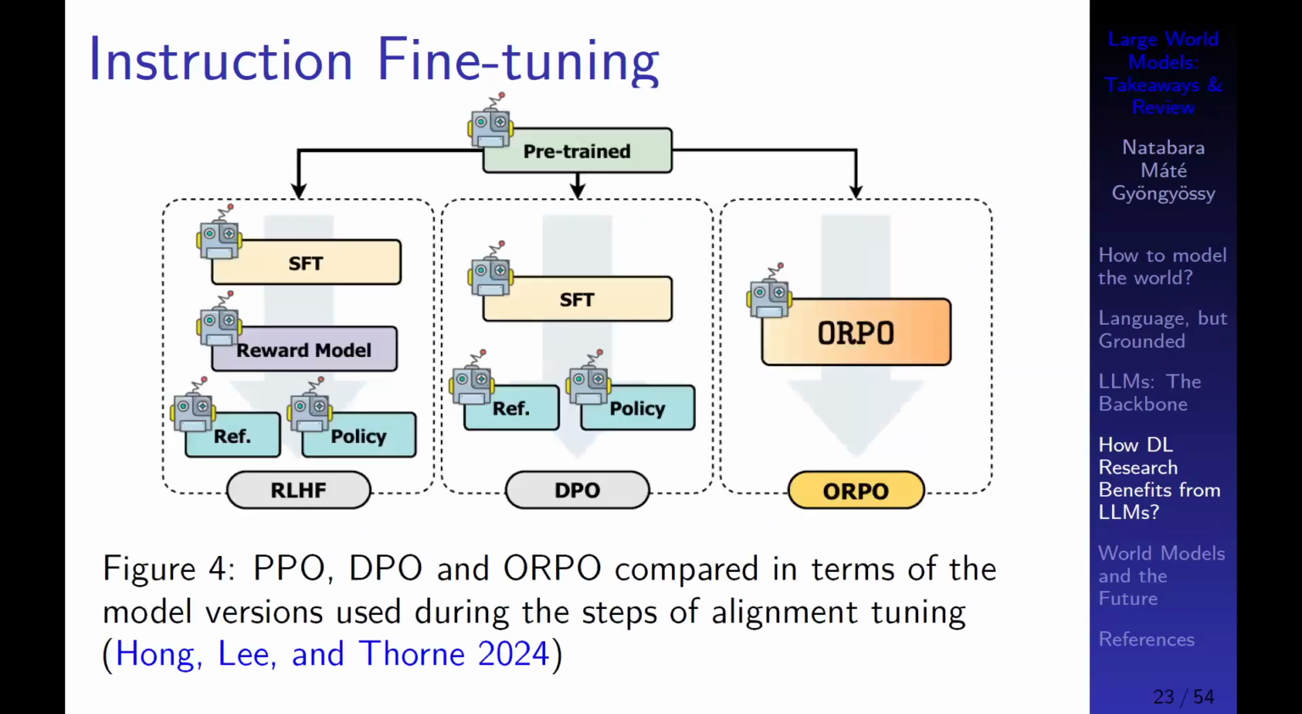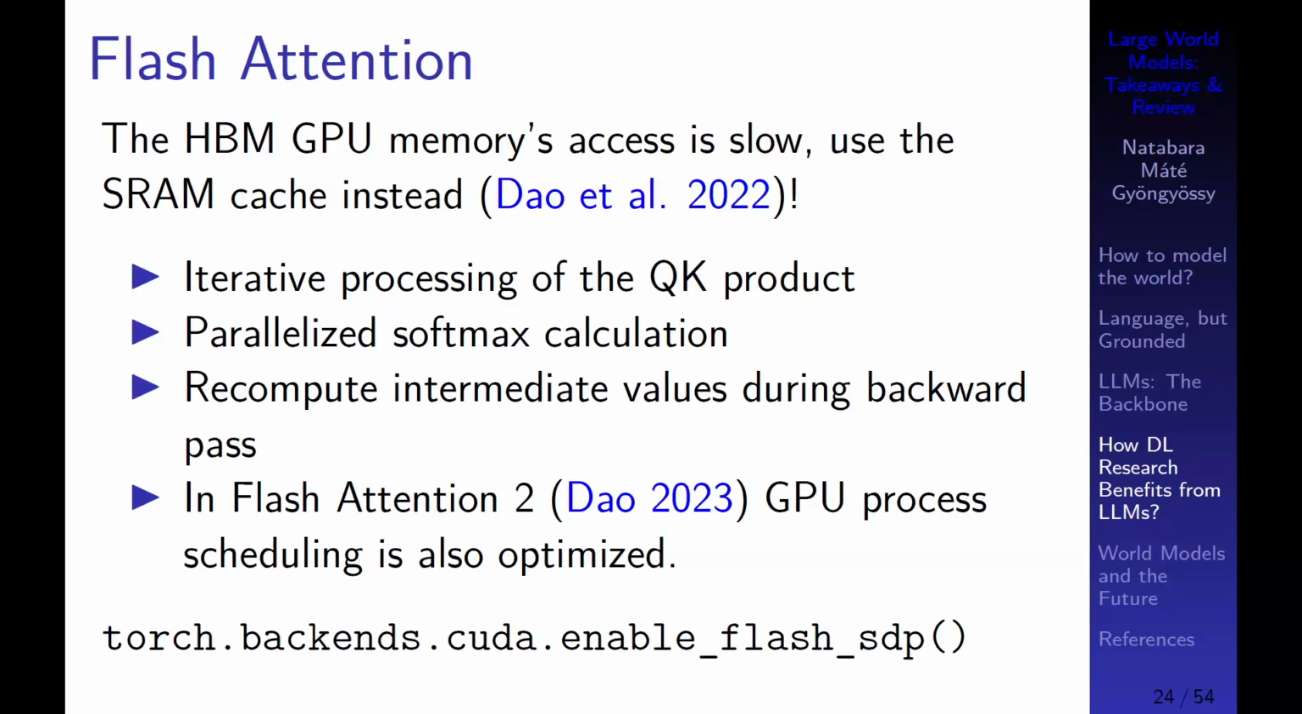And then the second one is, here you can see an overview of these. So basically supervised fine tuning on different language modeling tasks. Then you train a reward model, and then you keep the reward, reference and policy models in memory. Then DPO gets rid of the reward model, and ORPO can just fuse all this procedure together. The second thing which we got from large language model research is flash attention.